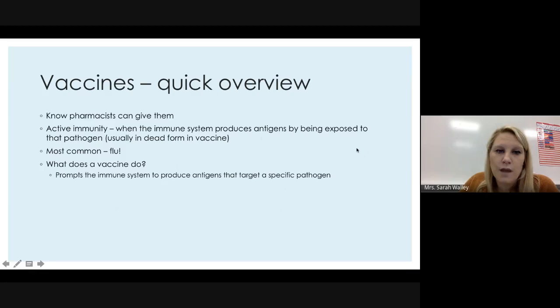And then vaccines, a quick overview: know that pharmacists can give them. Active immunity is when the immune system produces antigens by being exposed to that pathogen, usually in dead form in a vaccine. Most common is the flu. And what does a vaccine do? It prompts the immune system to produce antigens that target a specific pathogen.